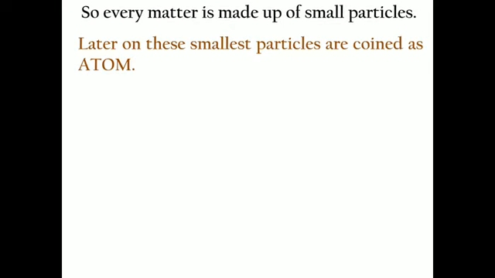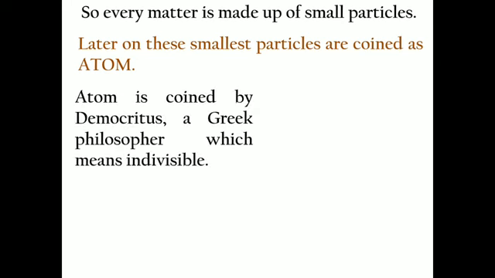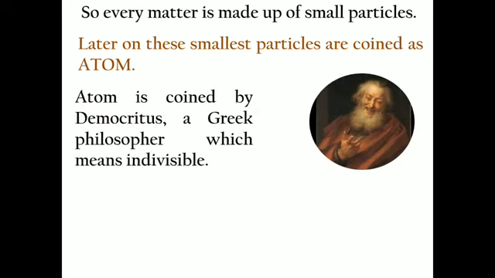The name atom was first given by the Western philosopher Democritus in the year 500 BC, and later the word atom was used by the scientist John Dalton in the 19th century. According to them, atom in Greek means indivisible, that which cannot be divided. So we have come to this point that every material has a small particle, and this small particle is called an atom.